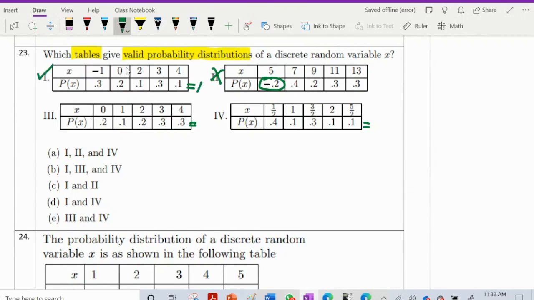Now, when I add this, I get 1.1. So this is no good. When I add this, I get 1. So this is good. So then we would choose that.